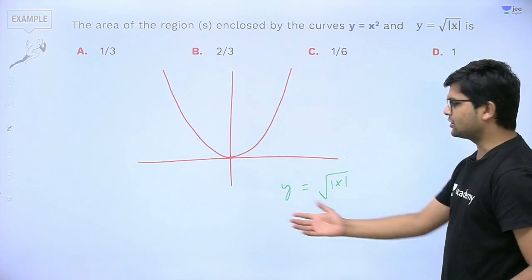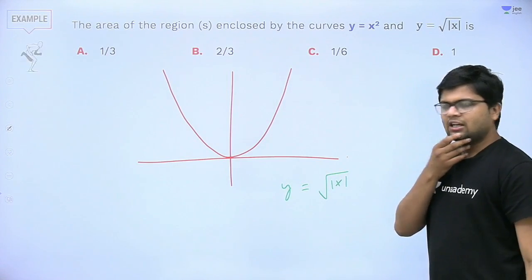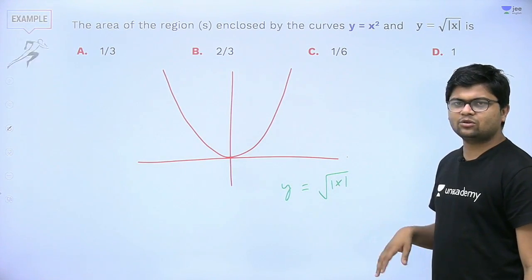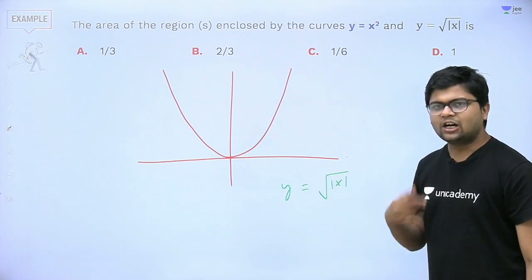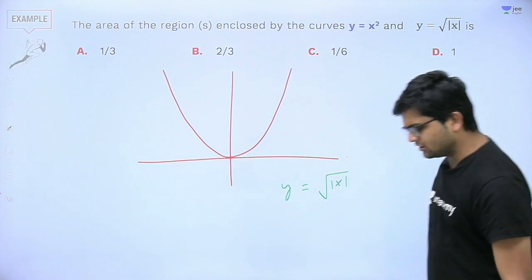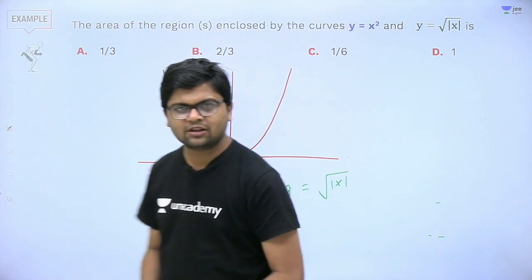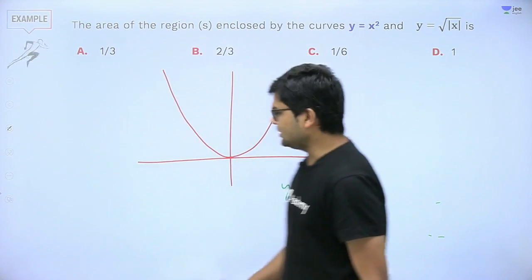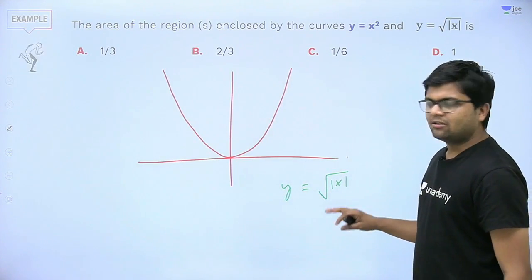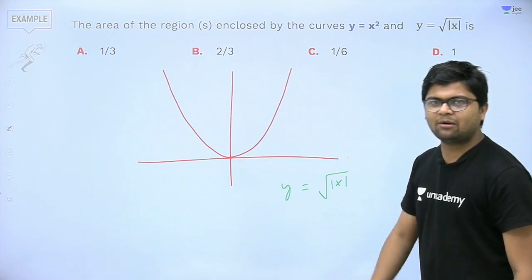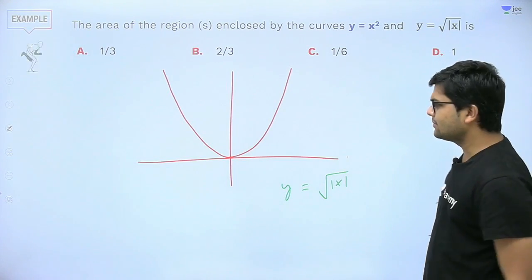Y equal to root of mod x is an even function. What does it mean to be an even function? If you put x in the input or minus x in the input, the output will be the same, because the modulus makes the negative x positive x. Therefore the graph of this function will be symmetric about the y-axis.